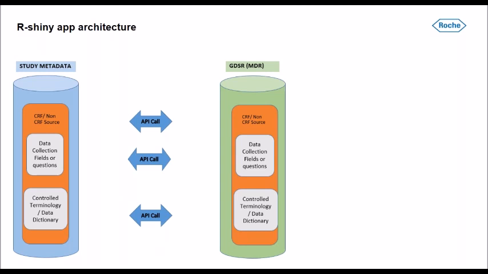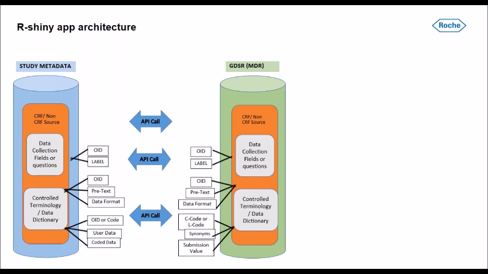JSON file format is a tree-like structure. So when we send a request to our GDSR or the metadata repository, we get a JSON file back from it, and we parse the JSON file, and we create a two-dimensional data frame, and the data frame is used to compare what we have within the study.